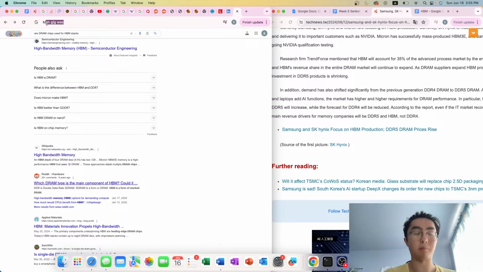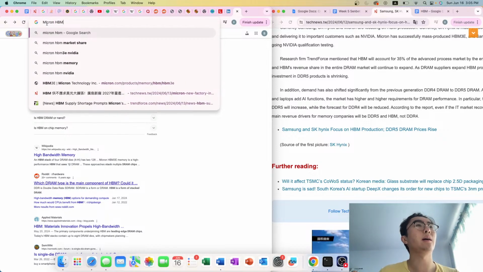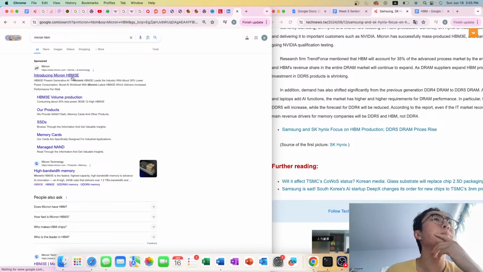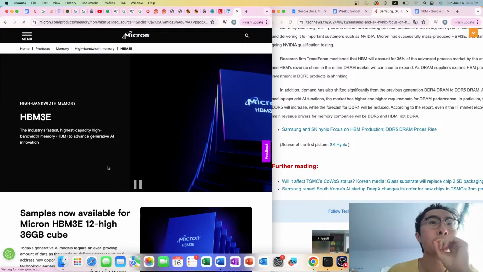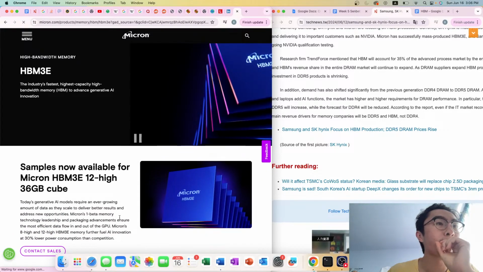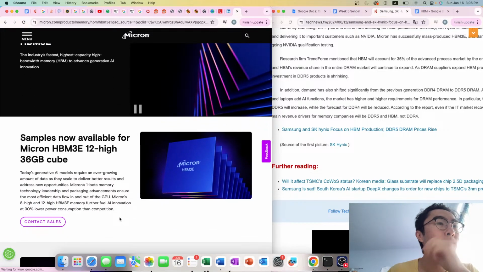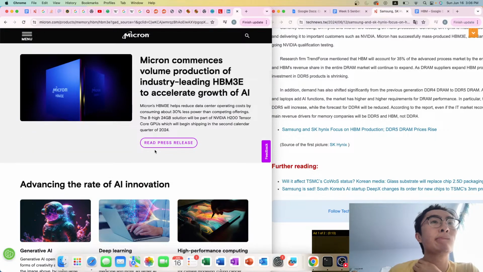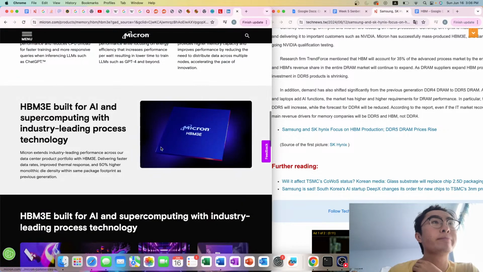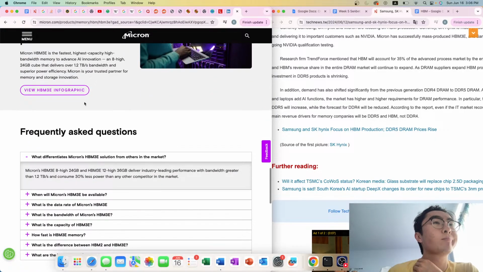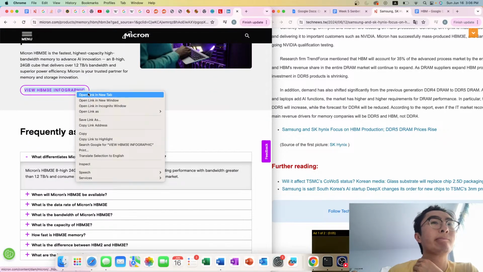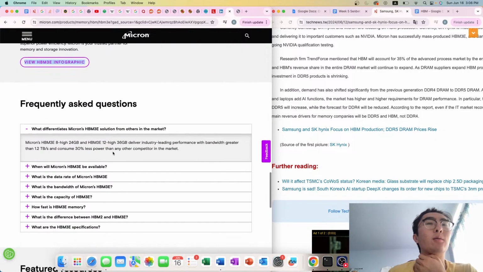So let's take a look at Micron high bandwidth memory. Yeah, greater than 1 terabytes per second.